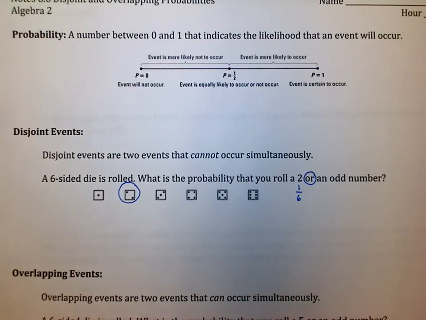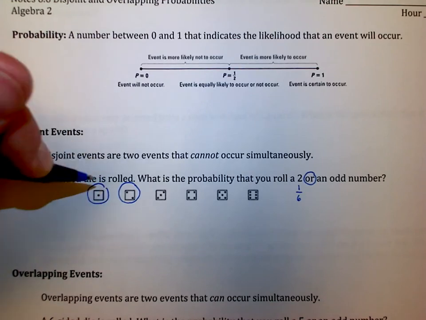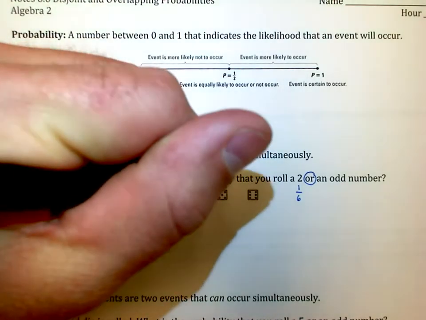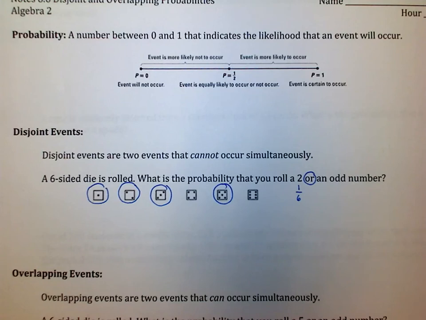It says or I can roll an odd number, and I'd be just as happy with an odd number. So the or statement means I only need one of these two things to come true for me to be happy. I can roll a 2 and I'm happy, or I can roll an odd number and I'm happy. And so that tells me that 1, 3, and 5 are also options. That would be 3 out of the 6, right?